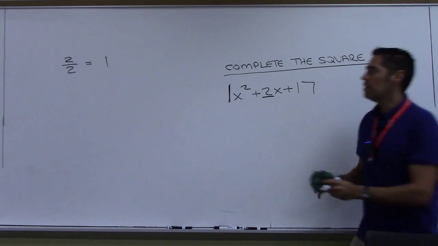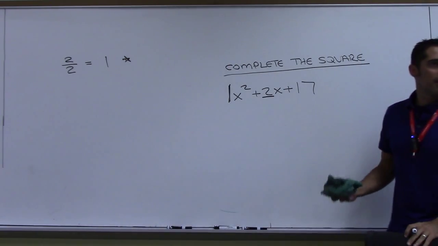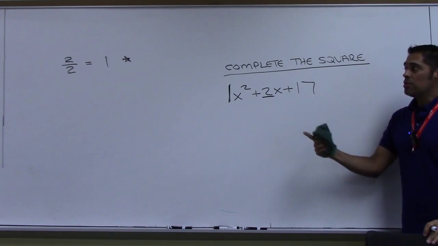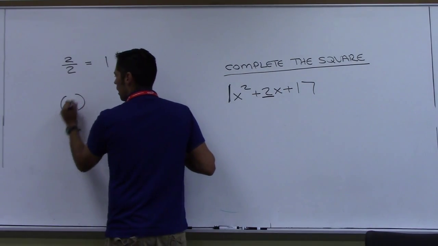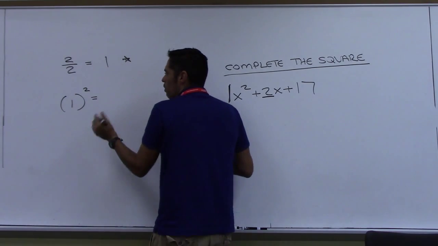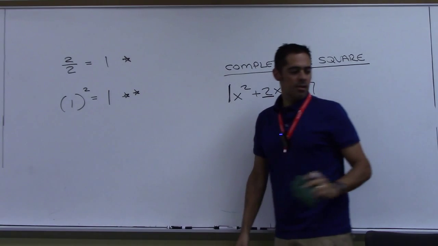This right here is the first magic number from completing the square. Then you take that answer and you square it. In this case, it's still 1. This is your second magic number, so I'll put 2 stars on it.